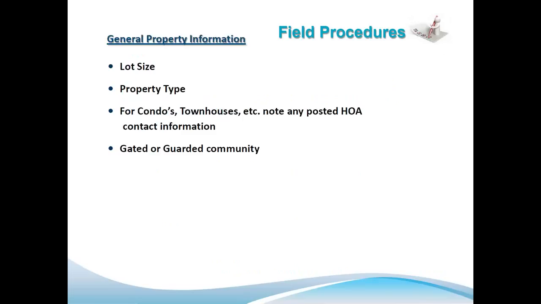The General Property Information section of the form contains the following information: lot size, property type, HOA information, and gated and guarded community information. For the lot size, the vendor is expected to provide the estimated lot size in square feet. Property types consist of whether the property is a single family, duplex, triplex, condo, townhome, or a multi-unit building.